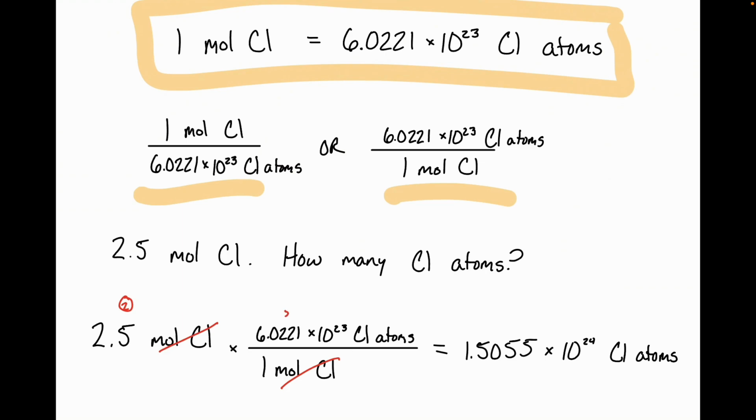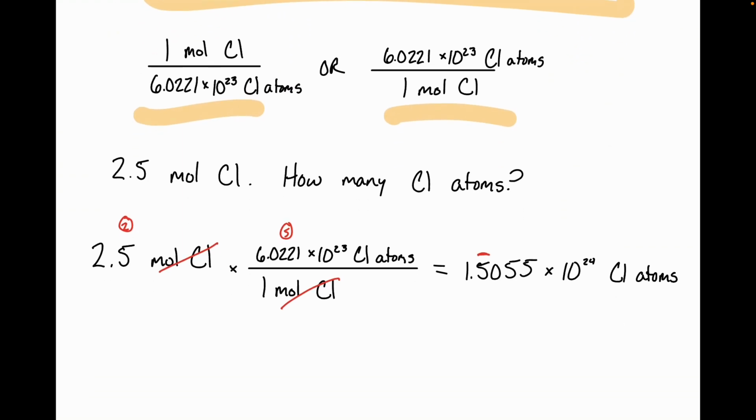This number has 5 sig figs. So again, we take all those decimals so that it hopefully doesn't limit us. But we're going to round our final answer here to those 2 sig figs. So 1.5 times 10 to the 24 Cl atoms.